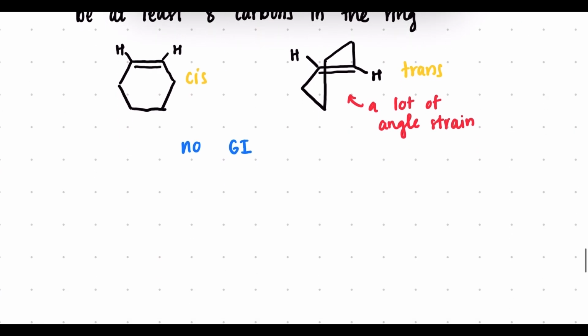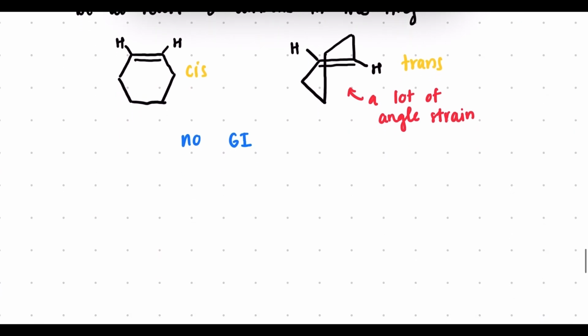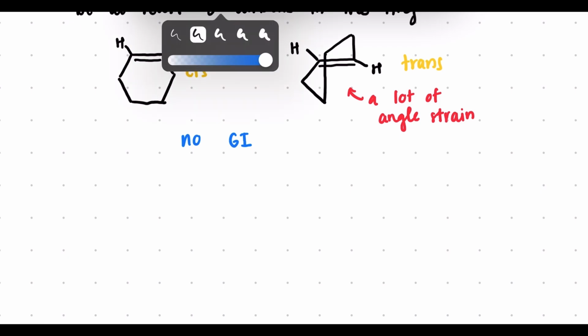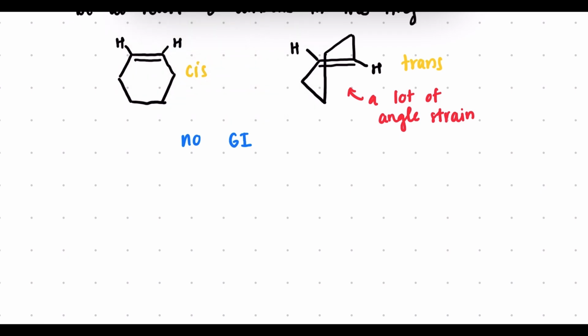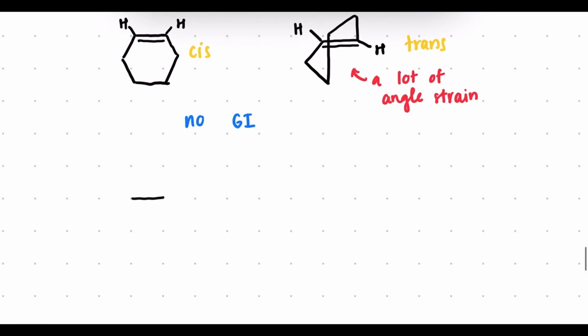So what about an 8-membered carbon ring? So let's draw that as well. I'm going to draw it a little below so that we have space.